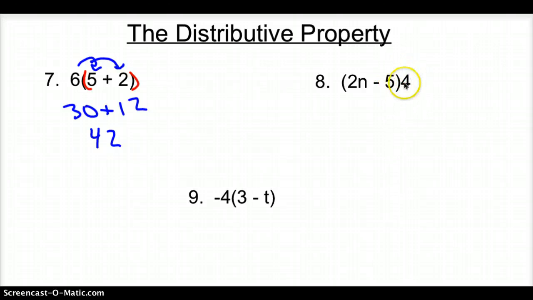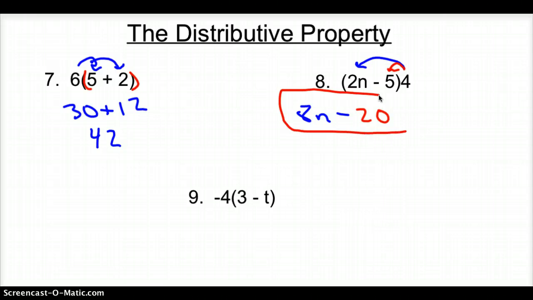Again, this 4 has to be multiplied to everything inside the parentheses. So I bring it here. Now there's a 2 in front of the n. So remember that we multiply the numbers in front of our variable. So it's 8n minus, we also have to multiply it to the second number. We cannot forget, we have to multiply it to both numbers inside the parentheses. So it's minus 20. Now, can we simplify this? Is it already simplified? Yes, it is. So that is our final answer.